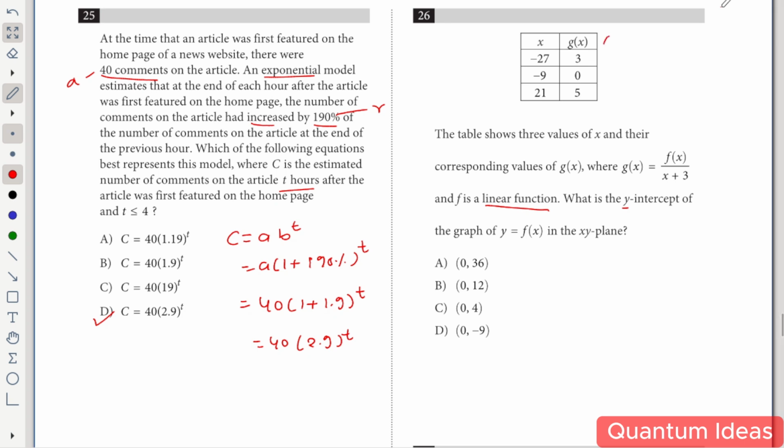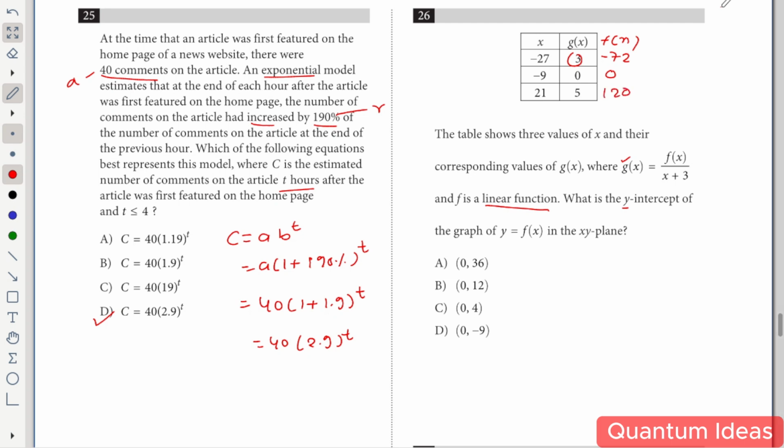So let's find f(x) first by using this one, just plugging g(x) as 3 here and x as minus 27. Let's use the calculator and you will get f(x) as minus 72. And if you plug in g(x) as 0, f(x) becomes 0. If you plug in x as 21 and g(x) as 5, you will get around 120.